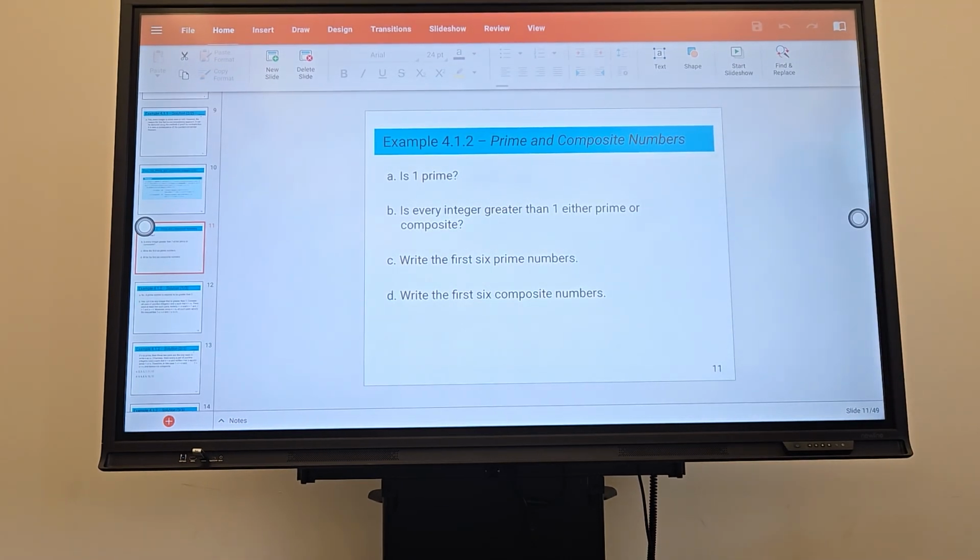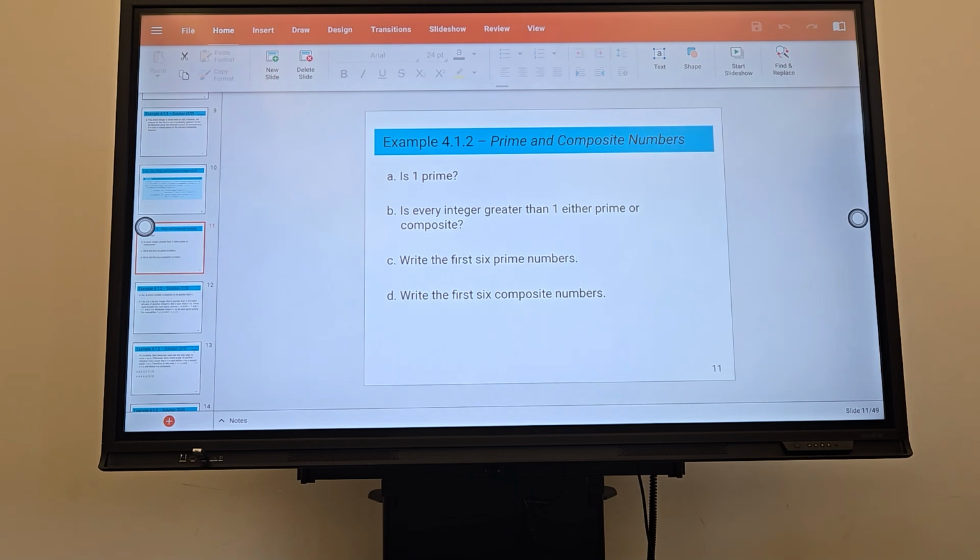Is 1 a prime number? Nope, because it has to be greater than 1. Is every integer greater than 1 either prime or composite? Yeah. If it's not prime, then it's going to be composite.